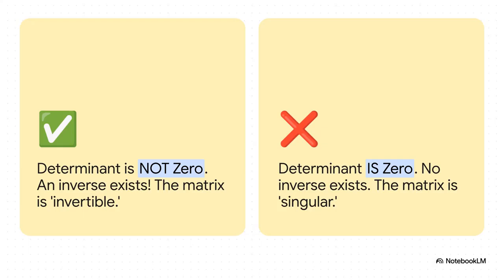And the rule is dead simple. If you calculate the determinant and it's any number, literally any number other than 0, you are good to go. An inverse exists. The puzzle is solvable. But if that determinant comes out to be exactly 0, the machine hits the brakes. It means no inverse exists. The matrix is called singular, and it's a sign that this puzzle has some weird properties.